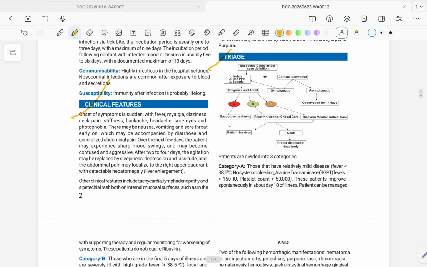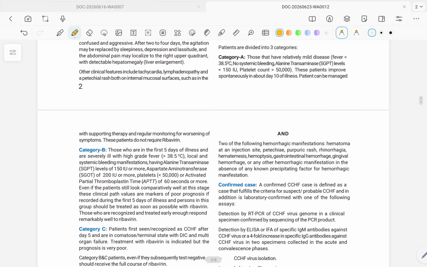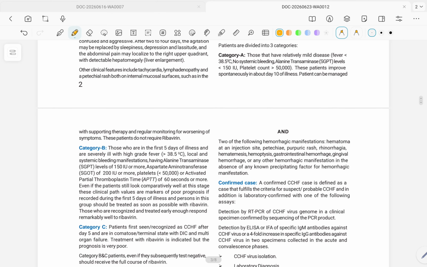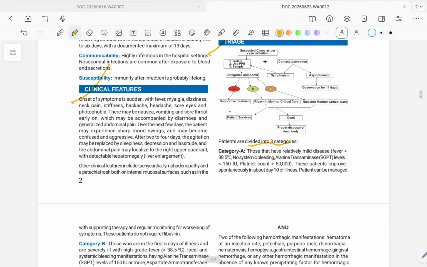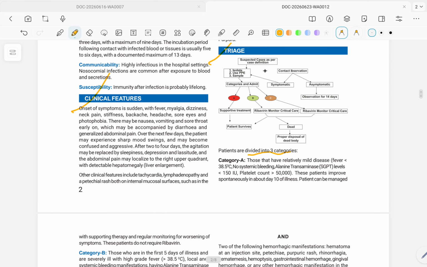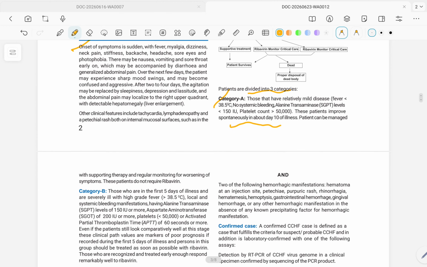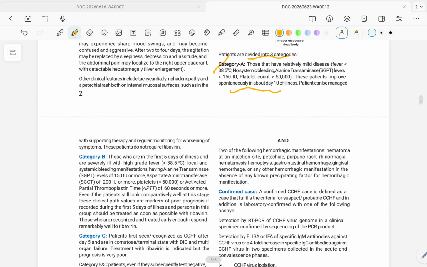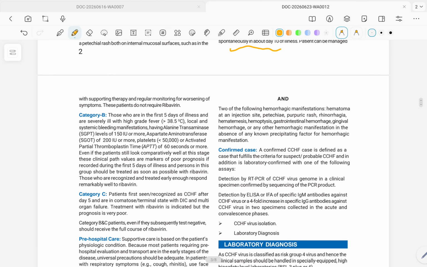Triage. Patients are divided into three categories. Category A, those that have relatively mild disease. These patients improve spontaneously by about day 10 of illness. Patients can be managed with supportive therapy and regular monitoring for worsening of symptoms. These patients do not require ribavirin.